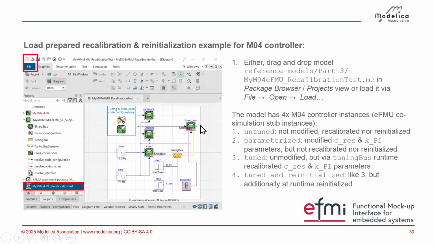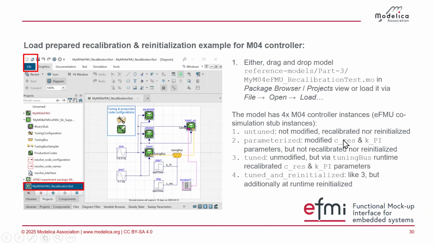If you open that model, we have 4 instances of our controller. The first is the untuned one, not modified. That means this is the default initialization: the parameters have the values as they used to have, and the inputs have their default values. Then we have one called parameterized. That is what you would usually have in Modelica if you do a modification on a model. So you change the parameters via modification.